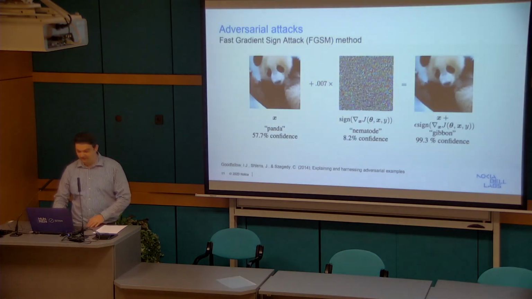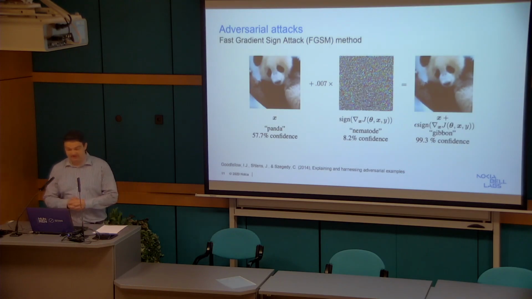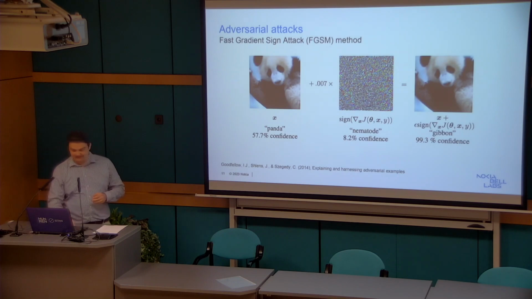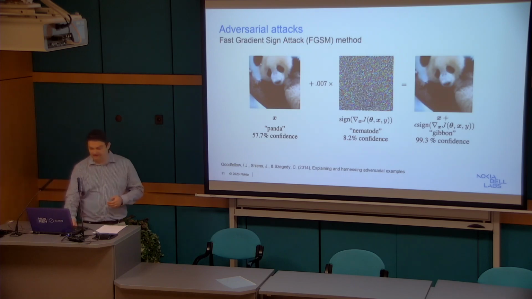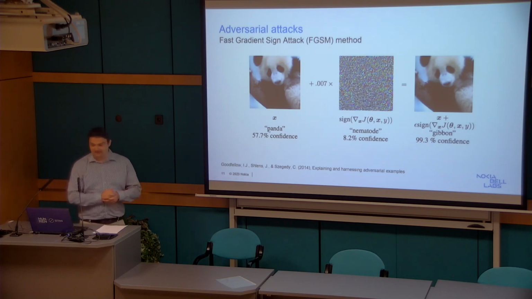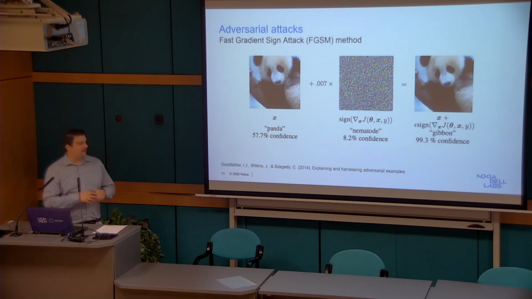Let me give you a very brief introduction about adversarial attacks. So in case of adversarial attacks, we want to fool the network. So for example, in this case, we have this very typical panda image, and we feed it to a network, and the output is panda with this confidence. Okay, so it's cool. So now the question is, how can I fool the network?